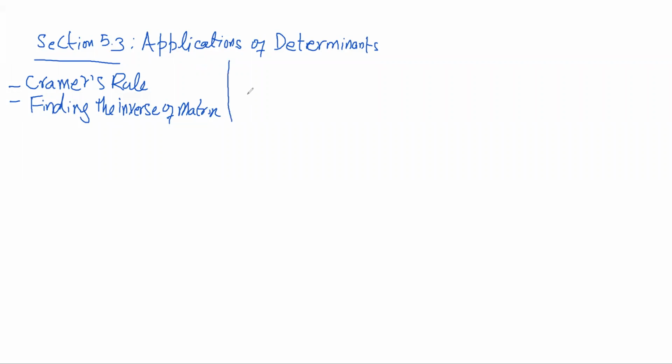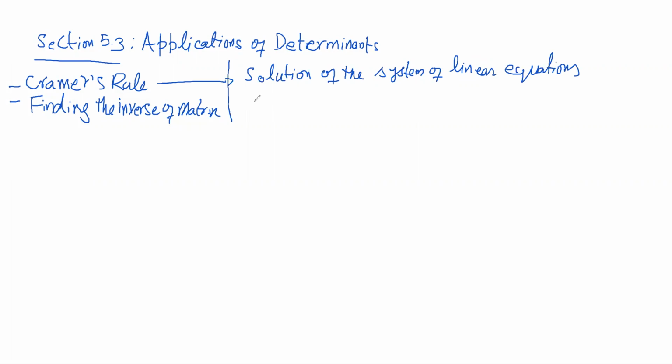Okay, so as far as the first application is concerned, the solution of the system of linear equations. In the solution of the system of linear equations, the formula which you will use will be this: xi is equal to the determinant of Ai divided by the determinant of A. So from the system of linear equations, we will determine the determinants using the coefficients of the system of linear equations.